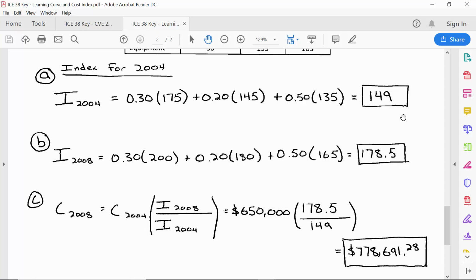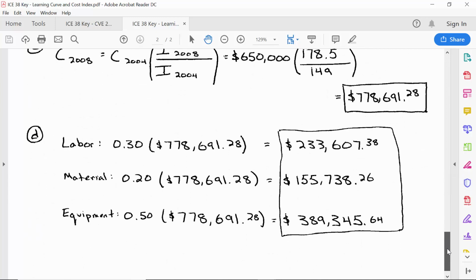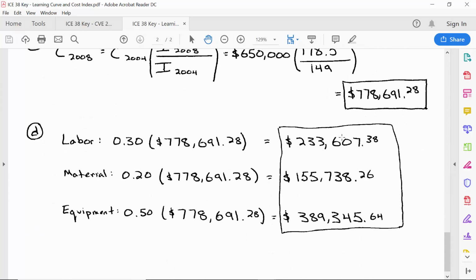And then if we have from the table the percentage of how much is being spent in each category, that means the labor would be $233,000, material $155,000, and so on. So this cost index approach is one of the accepted methods used for cost estimation. It can account not only for inflation, the change in prices over time, but also for variations in price by region.